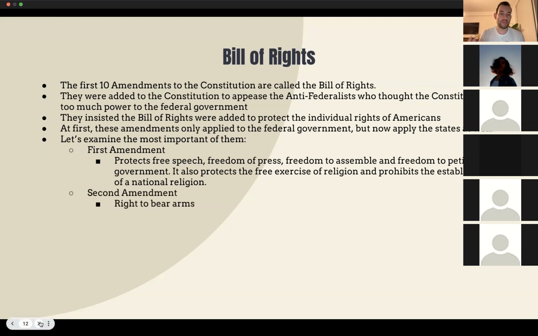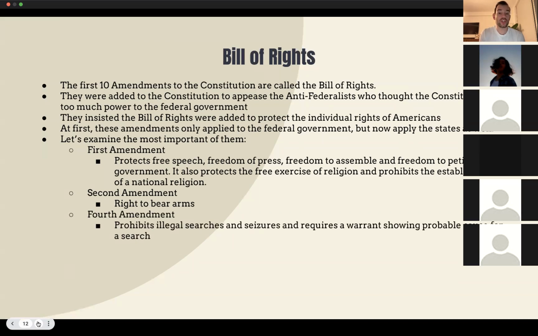Second Amendment. Second Amendment is the right to bear arms as part of a well-regulated militia. Fourth Amendment. This is a constraint on law enforcement. It prohibits illegal searches and seizures, and it requires a warrant showing probable cause for a search. The founders put this in because British soldiers would come into their homes without a warrant. They would search and seize their property. And they knew that when they were creating their own form of government, they did not want to allow the police or the military to be able to do that.